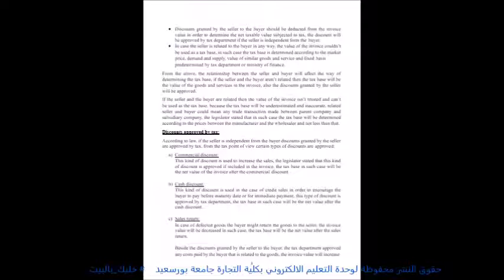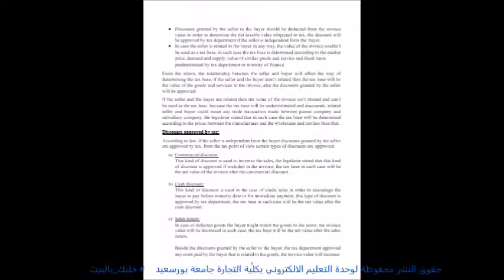The first type is the commercial discount. What is the meaning of commercial discount? This kind of discount is used to increase the sales. The registrator stated that this kind of discount is approved if included in the invoice. In this case, the tax base will be equal to the net value of the invoice after deducting the commercial discount. The second type is cash discount.